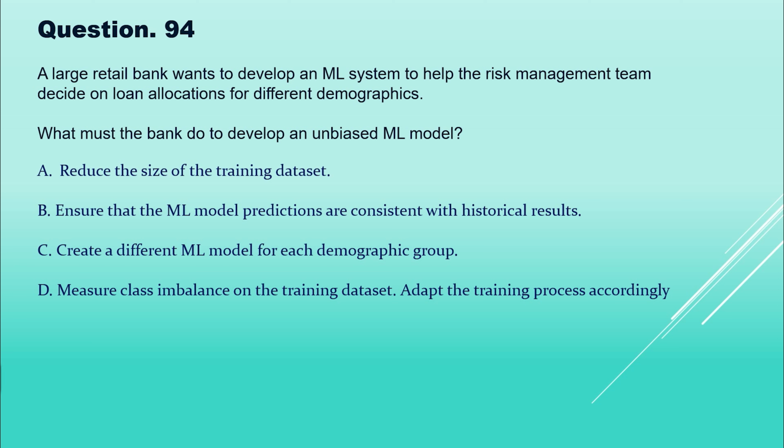And the correct answer here will be option D. Measure class imbalance on training dataset. Adapt the training process accordingly. Because when developing an unbiased machine learning model, it's crucial to address issues like class imbalance in the training data. And class imbalance refers to the situation where certain classes are underrepresented compared to others. So option D, measure the class imbalance on training dataset and adapt the training process accordingly, is the correct option here.